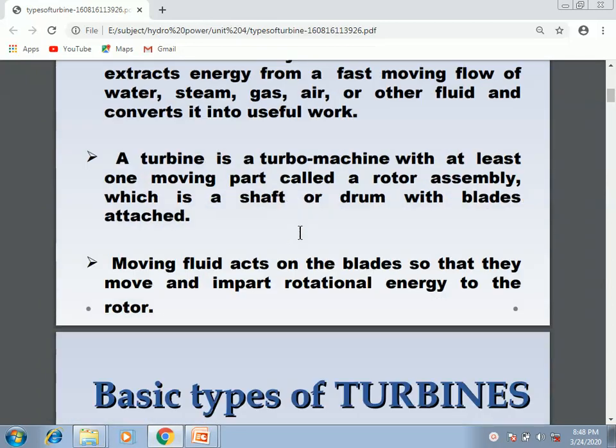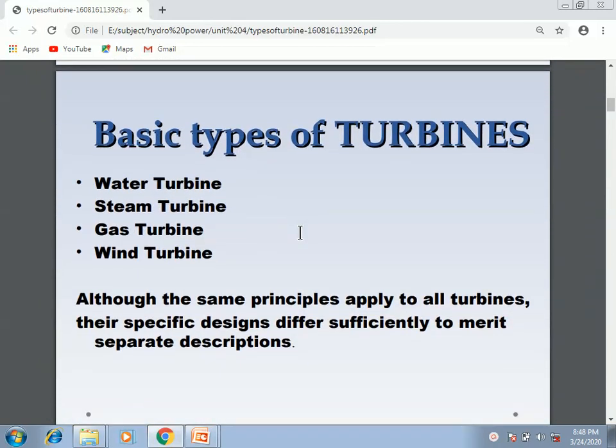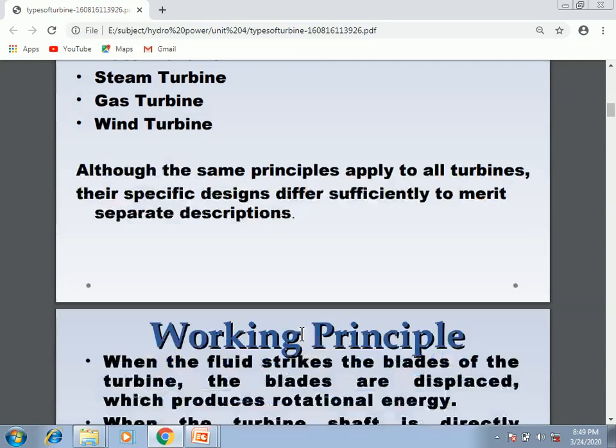So there are different types of turbine. Basic types of turbines are water turbine, steam turbine, gas turbine and wind turbine. Although the same principles apply to all turbines, the specific designs differ sufficiently to merit separate descriptions.